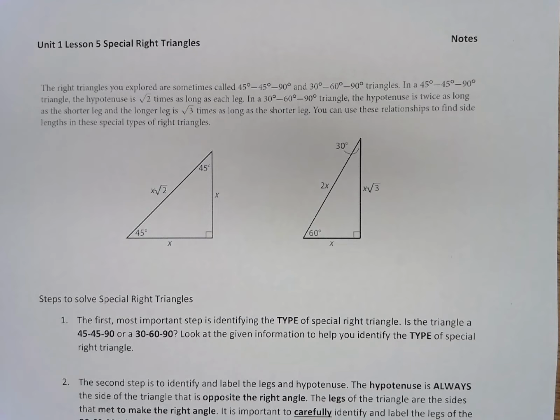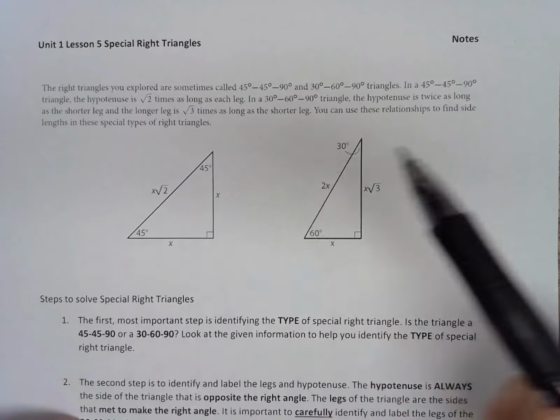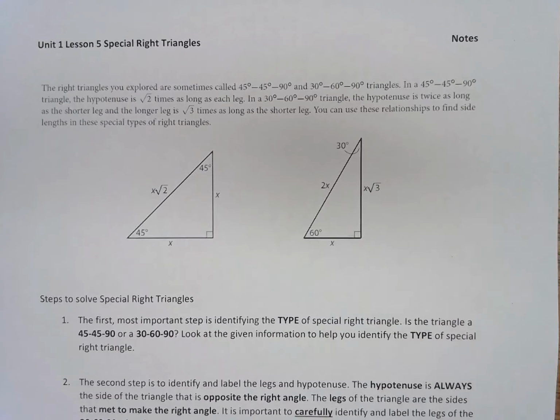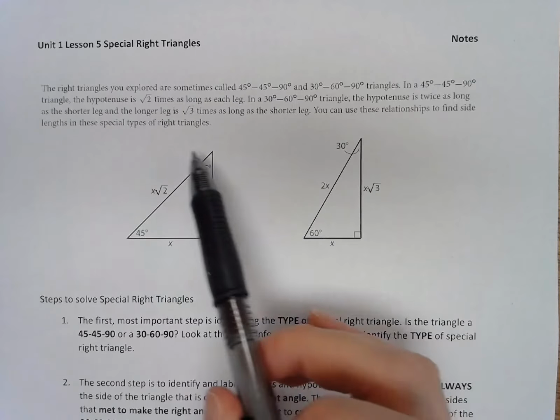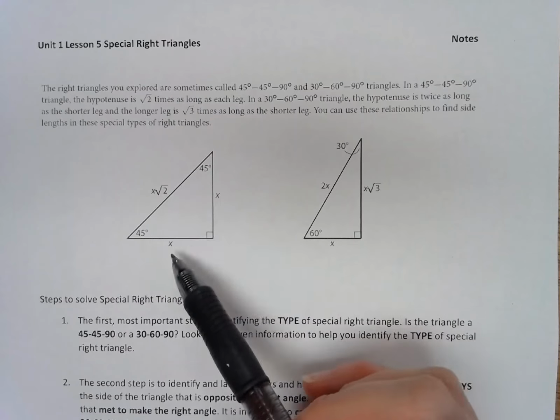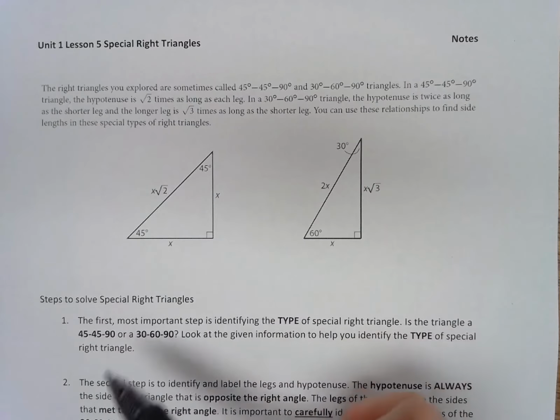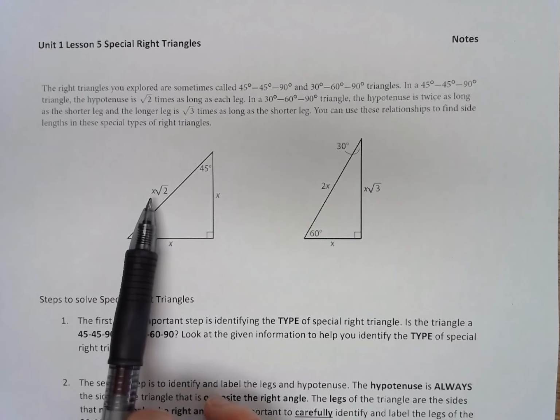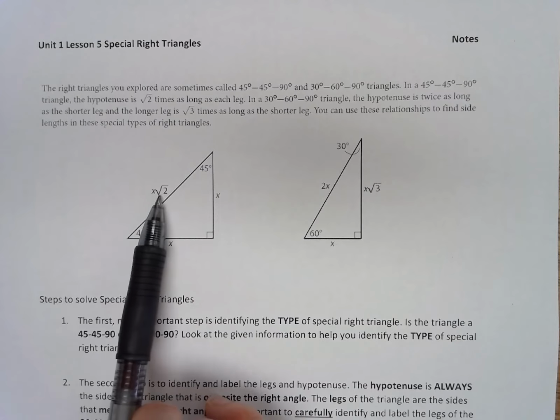In this lesson, you will learn how to solve special right triangles. There are two types of special right triangles, a 45-45-90 and a 30-60-90. For a 45-45-90, the legs of the triangle will be equivalent or equal to one another. The hypotenuse is going to be x, or the leg, times the square root of 2.